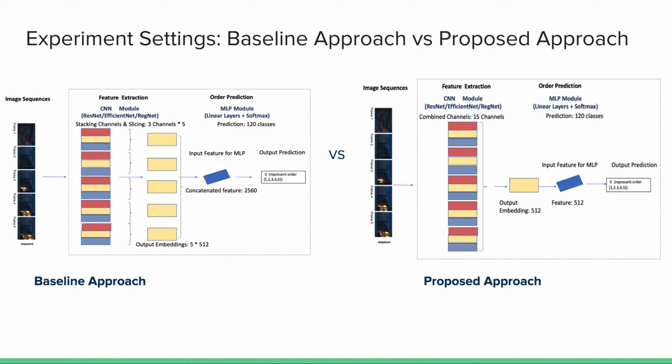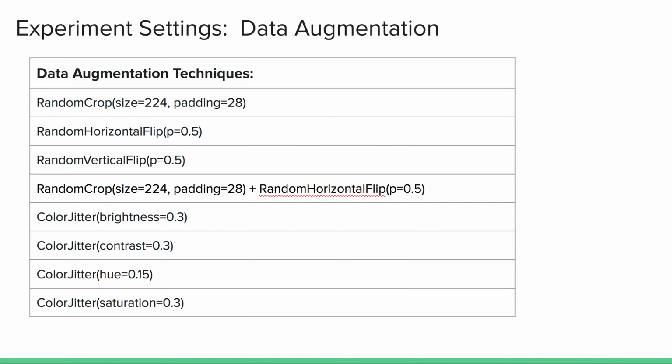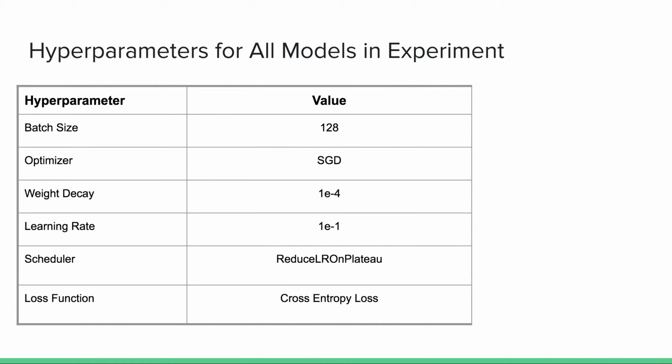To evaluate our proposed approach, we have a baseline approach. The baseline also uses a similar architecture as our proposed approach. The main difference is that for the CNN module, we pass the individual frames in the input sequence one by one to the CNN, which is achieved by slicing the channels corresponding to each image. To conduct feature extraction, we implemented and tested 3 CNN models: ResNet, EfficientNet, and RegNet. And here is a list of the data augmentation methods that we explored, as well as the hyperparameters that are used during training for all of our models.